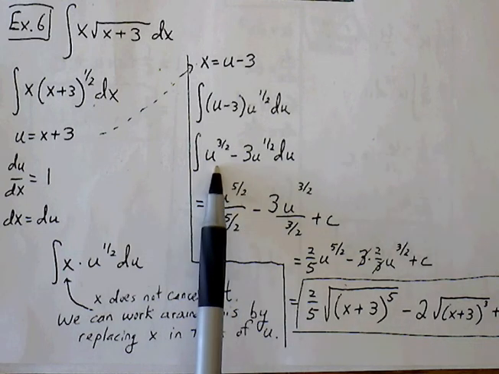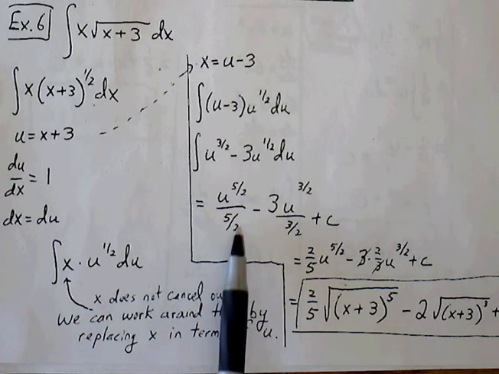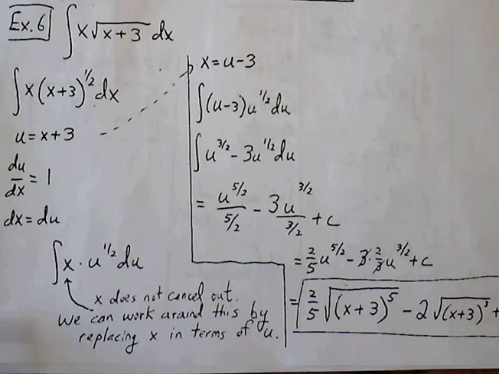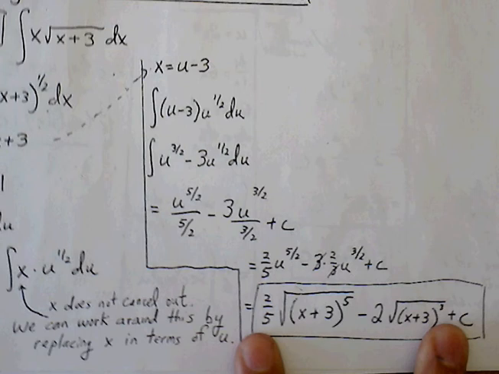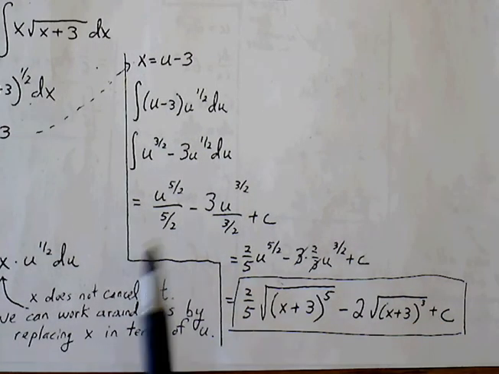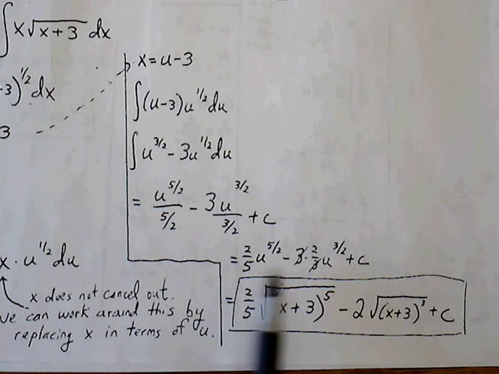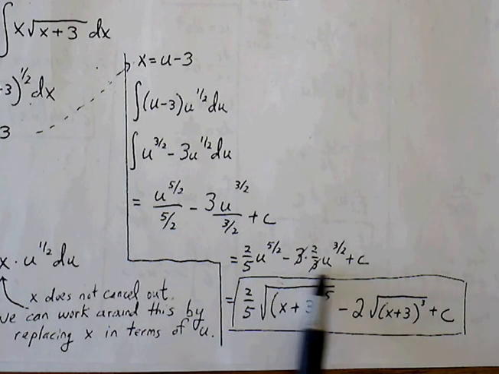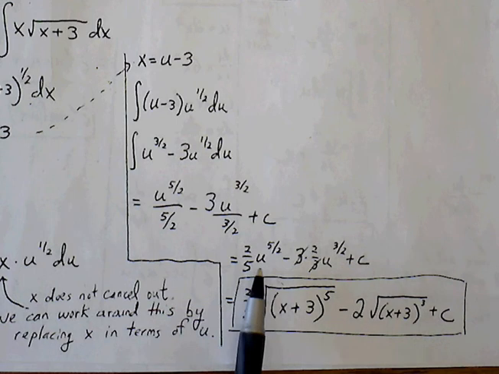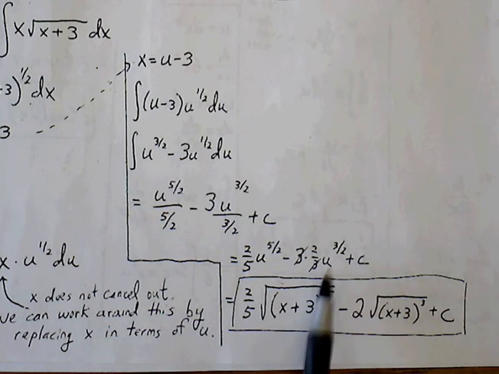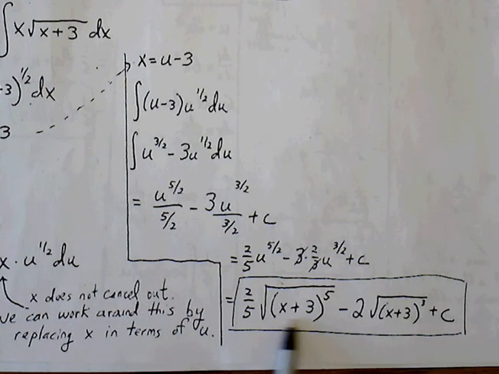So we go through power rule, add 1, so u to the 5/2 over 5/2. u to the 1/2 becomes u to the 3/2 over 3/2. Okay. Resolve the complex fraction, bring the 2/5 up, bring the 2/3 up. The 3's cancel out. So we have our solution, replacing the u in terms of x. So we can either write it as x plus 3 to the 5/2, x plus 3 to the 3/2, or we can write it in radical form.